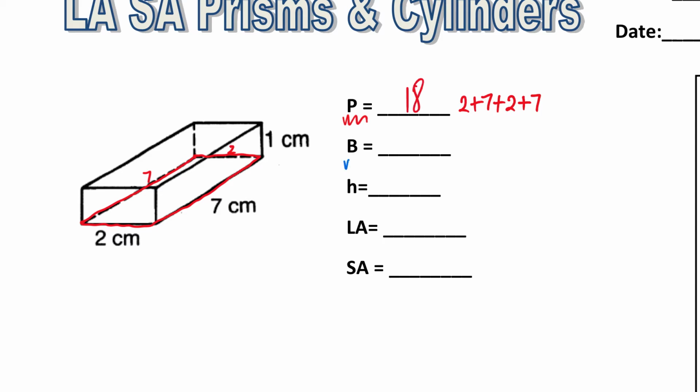Okay, capital B, what does it stand for? Area of the base. So I'm looking for the area of this rectangle. That's the base. So how do we find the area of every rectangle? Yeah, just length times width. So in this case, just 7 times 2, which is 14. What's the height on this? Yeah, this time it is 1.